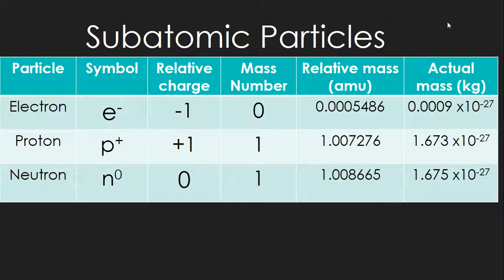All right, so here are the subatomic particles. There are electrons, symbolized with an e with a negative sign. That negative sign relates to the fact that the relative charge of an electron is -1. We say it has a mass number of 0. That doesn't mean it has no mass. Its actual kilogram mass is over here. But it's so small compared to everything else in the atom that we say relatively it doesn't have a mass.